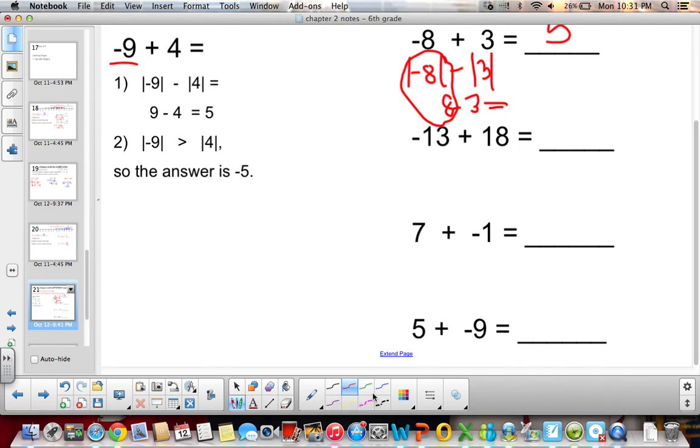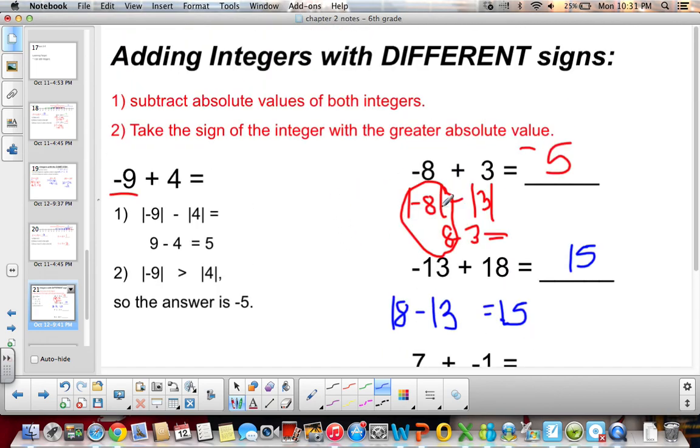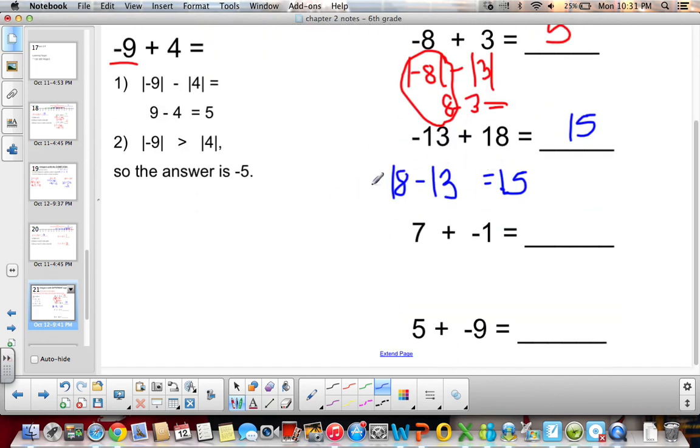Okay, negative 13 plus 18. Okay, we're going to subtract 18 minus 13 equals 15. Oops. Okay, so I'm going to write 15 up here. Now, we are going to take the sign of the integer with the greater absolute value. 18 has greater absolute value and it's positive, so then we just leave this positive.